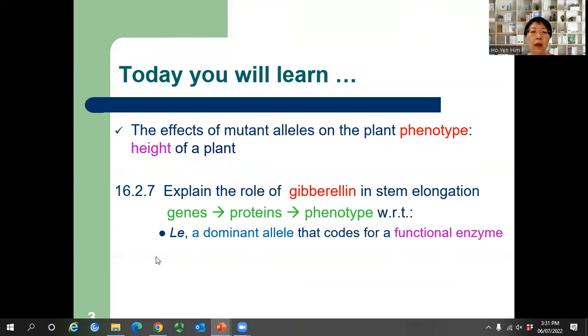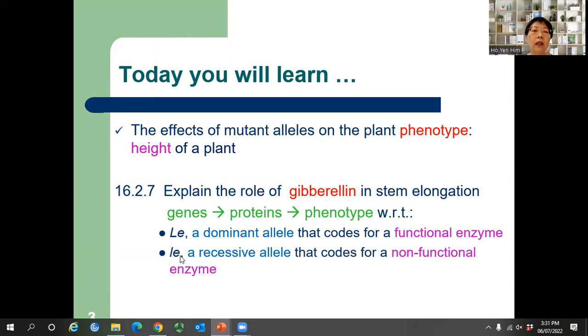So let LE represent a dominant allele that code for stem elongation. So it codes for a functional enzyme needed for stem elongation. So this is dominant allele. Let small le be a recessive allele, which codes for non-functional enzyme, because it changed in base sequence. The enzyme produces different shape and is non-functional. So therefore, the stem cannot elongate.